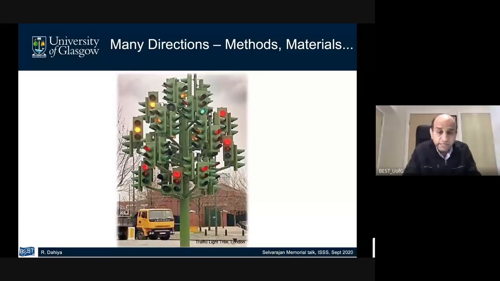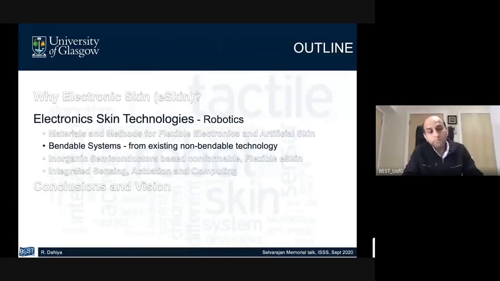And we explored various methods and materials, and we noted that it's not difficult. There are several solutions available. It's just that we have to tweak them a little bit. And the first solution that we explored was what can be done immediately using non-bendable technology. So whatever off-the-shelf components are available today, can we put them together to develop electronic skin? So that was, in the time scale, the quickest thing that we wanted to explore.